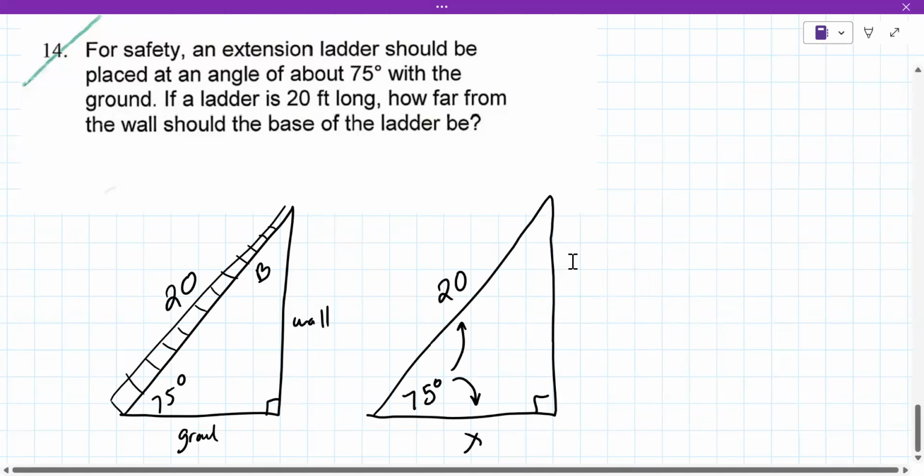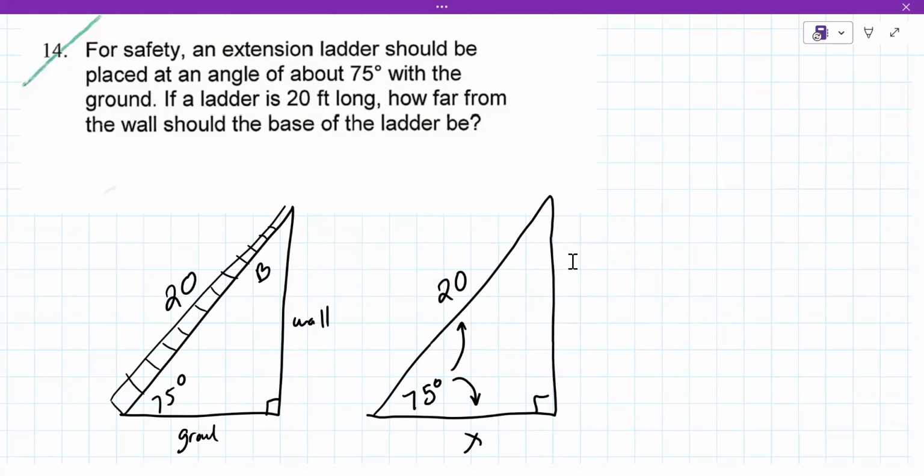Secant. It is secant, but you don't want to use secant. You want to use sine, cosine. Cosine. Yes. So cosine of 75 equals what over what? What goes in the top, what goes in the bottom?